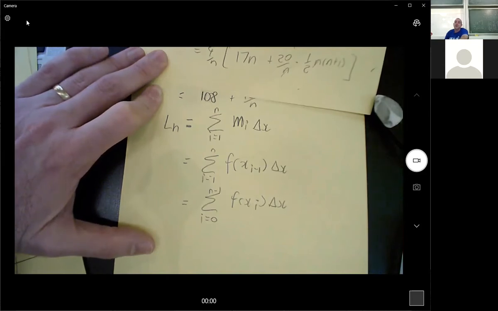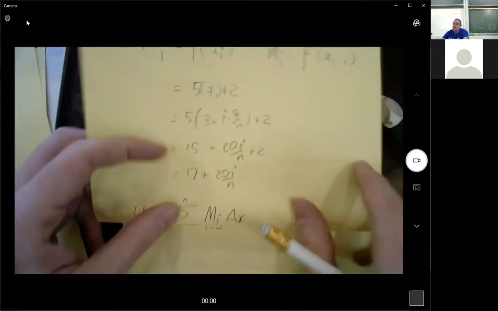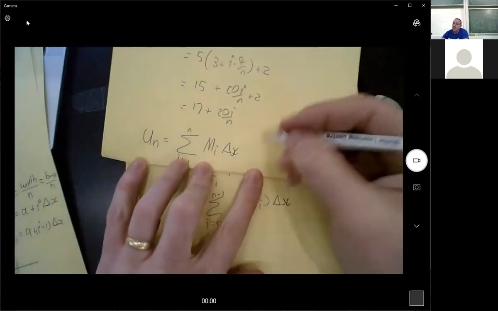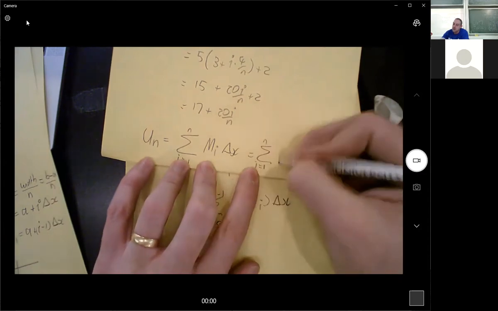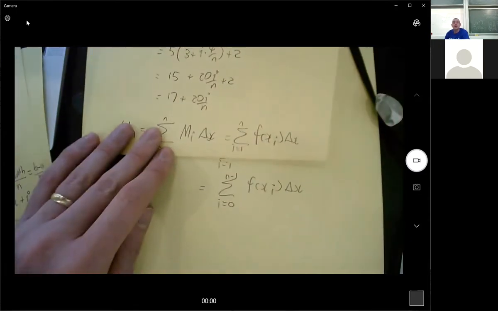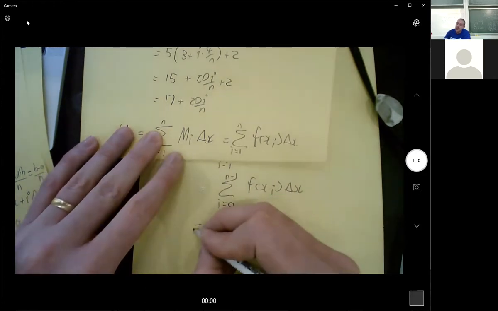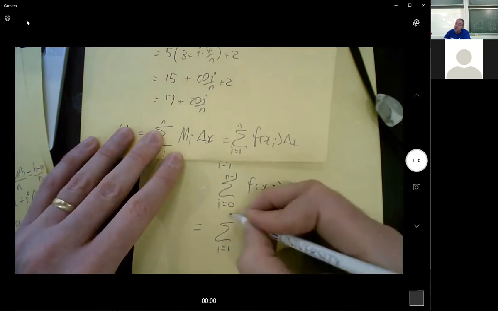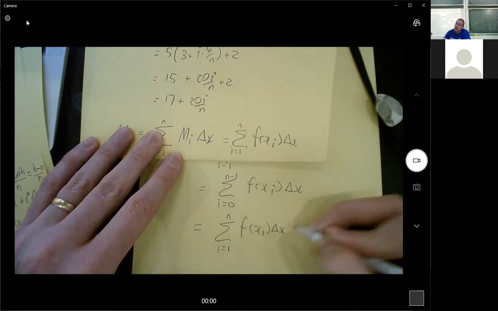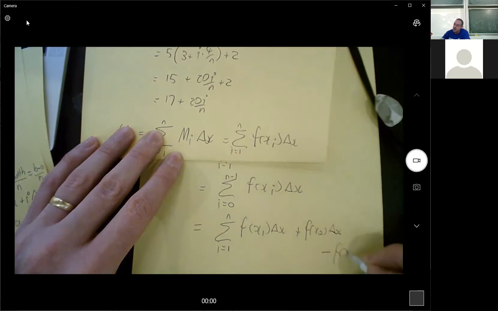All right, bear with me. So now if I compare this to what un is, un was f of xi times delta x back here. These are almost the same, except this one has i equals 0 and this one doesn't. And this one has i equals n and this one doesn't. And so what I'm going to get is that this is exactly the same answer as starting at 1 and finishing at n, only this one has an extra f x0 delta x, and it doesn't have the f xn delta x.